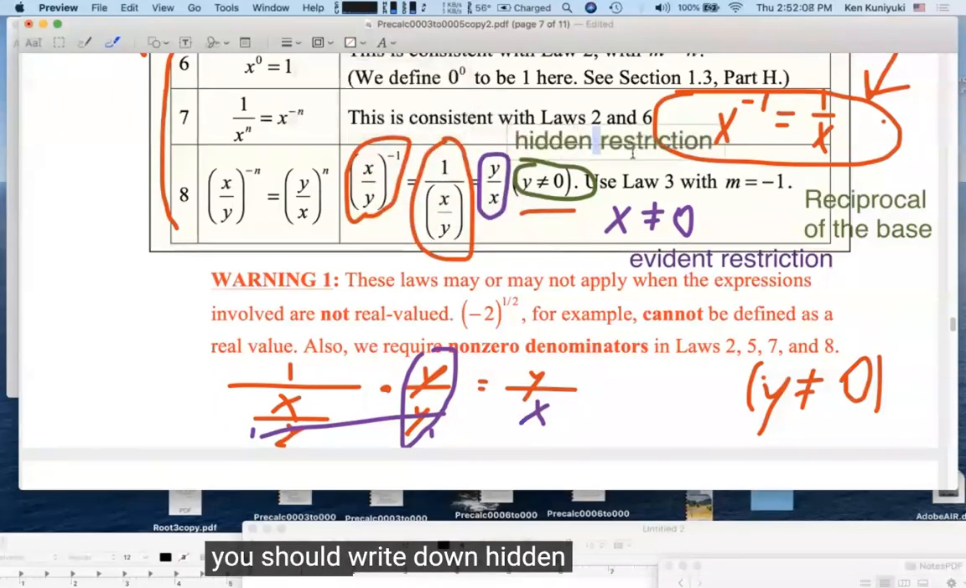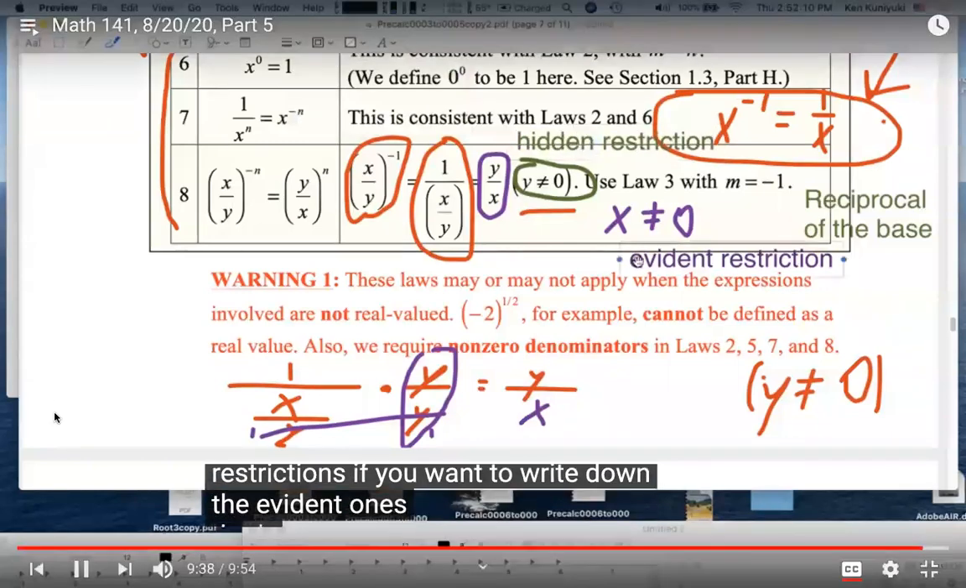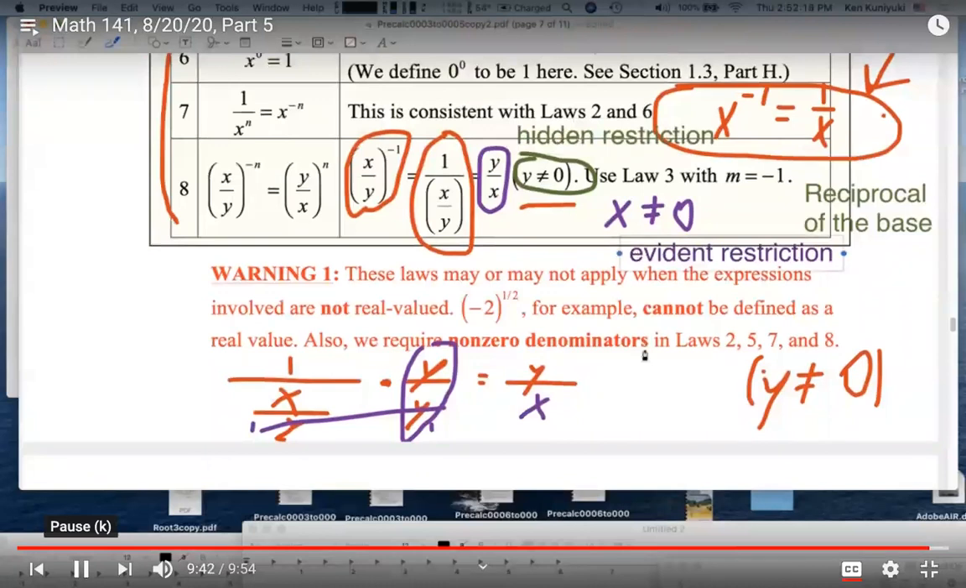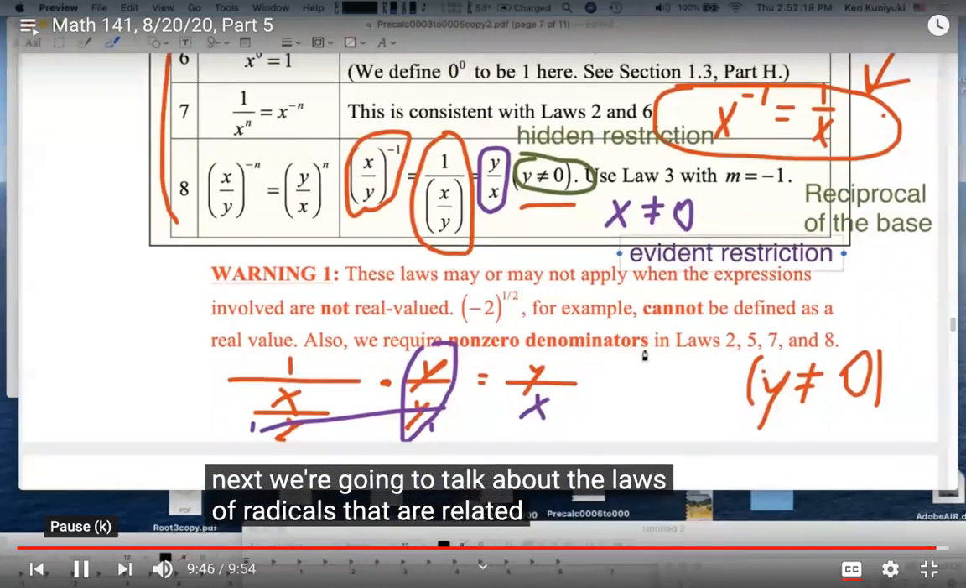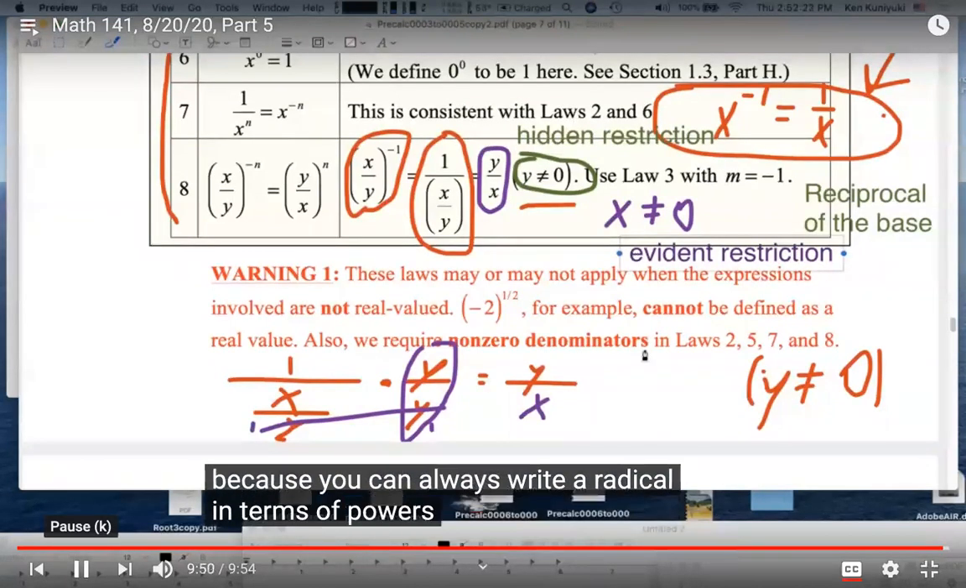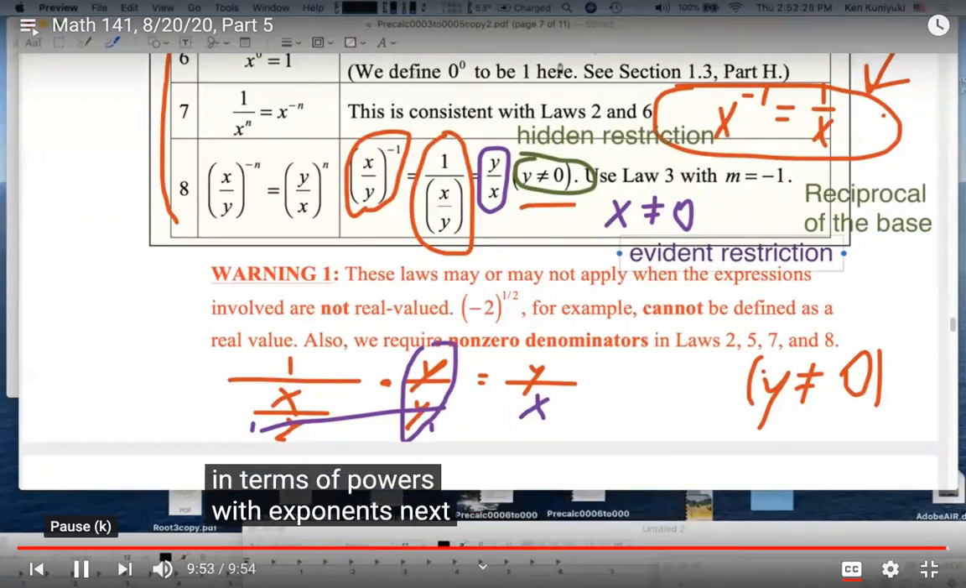You should write down hidden restrictions. If you want to write down the evident ones, that's fine. You don't have to. Next, we're going to talk about the laws of radicals that are related to these laws of exponents, because you can always write a radical in terms of powers with exponents. Next time. Okay, any questions?